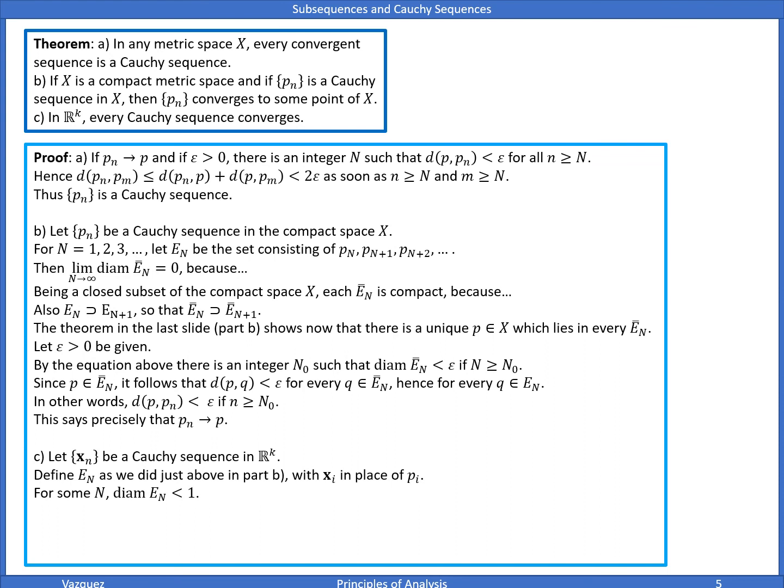Well, for some n, the diameter of E sub n must be less than 1. The range of X sub n is the union of all those E sub n and the finite set X sub 1 all the way to X sub n minus 1, the ones we excluded. Now we're including them, so that's the range of X sub n.